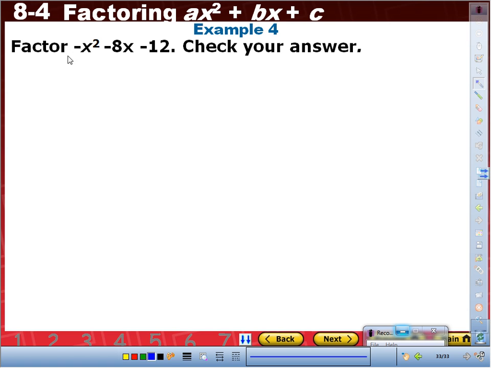What is my GCF? Negative 1. Since it has a negative on the leading coefficient, and you can factor 1 out of each term, that's the only number. Therefore, it's negative 1. So we're left with x squared plus 8x plus 12. See if you can finish that from there. Go.